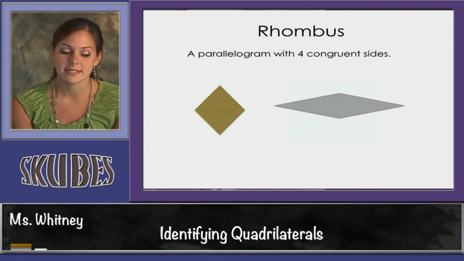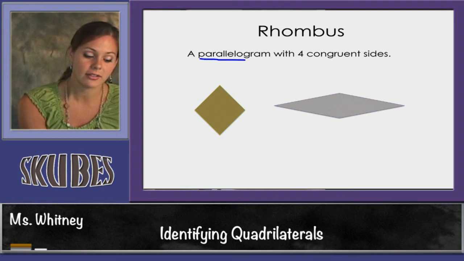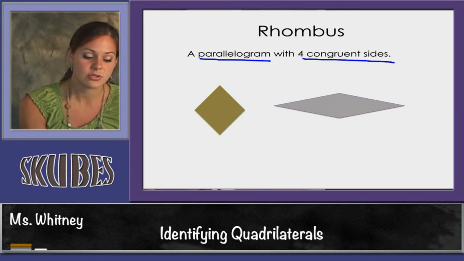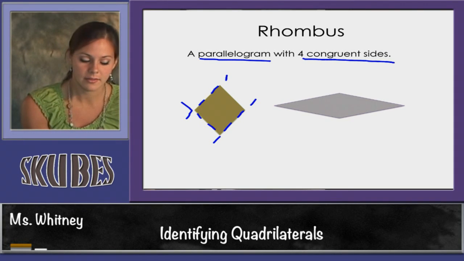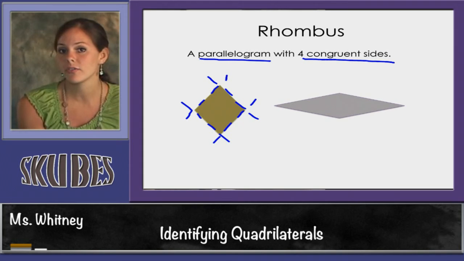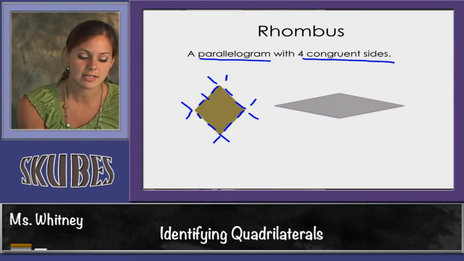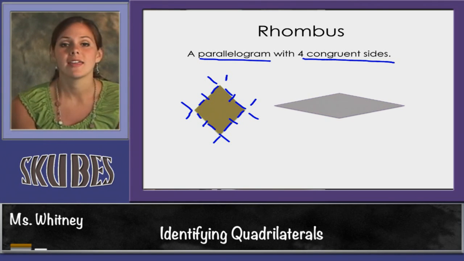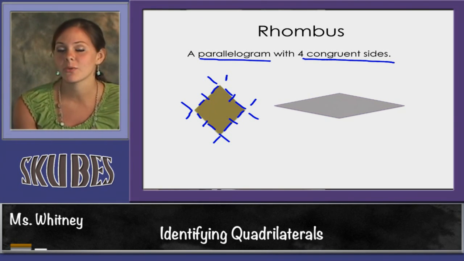Now let's look at a rhombus. A rhombus is a parallelogram with four congruent sides. So we know that it has two sets of parallel sides. One set. And there's the second set. And since it has four congruent sides, we know that all four sides are equal. This side is equal to all of the sides. That's a rhombus. And that concludes our lesson on identifying quadrilaterals.